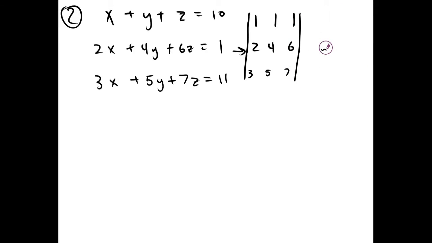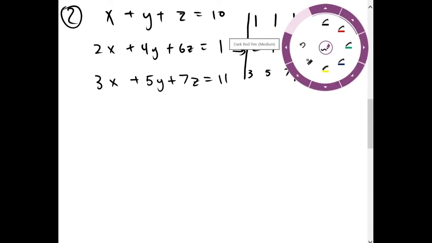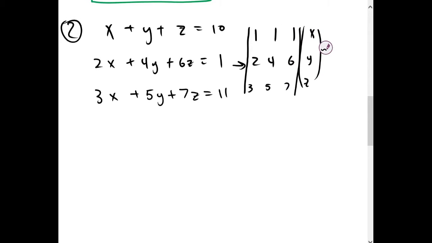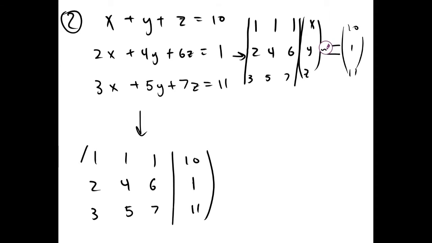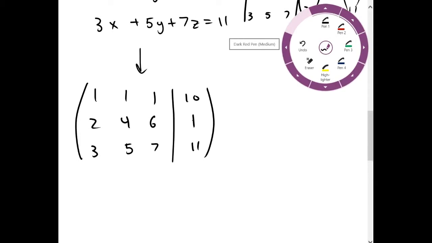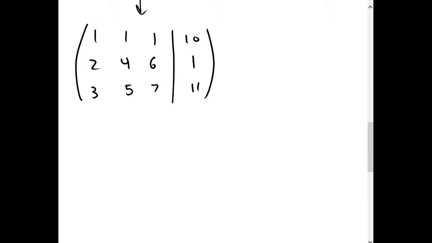And we're going to multiply that by x, y, z, and that's going to equal 10, 1, 11. So to actually solve this, we're going to put it in augmented form. So that is 1, 1, 1, 10, 2, 4, 6, 1, and 3, 5, 7, 11. And we just do the same thing as we did in the last example.